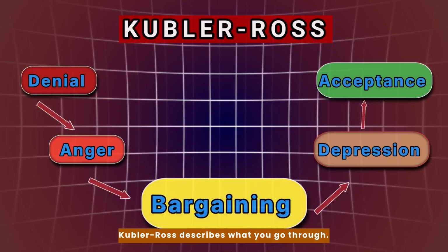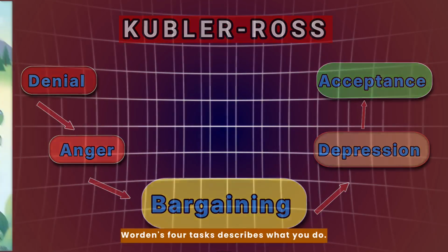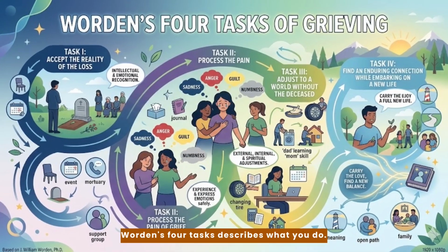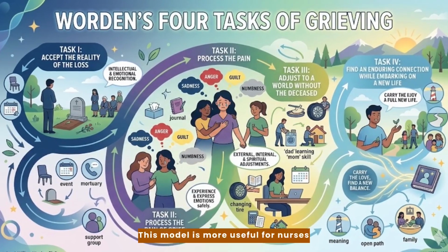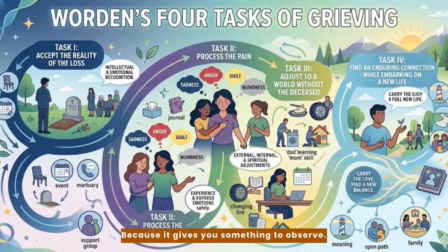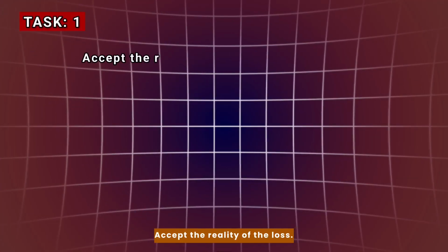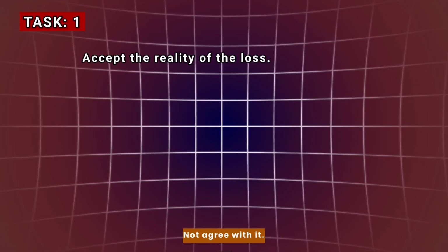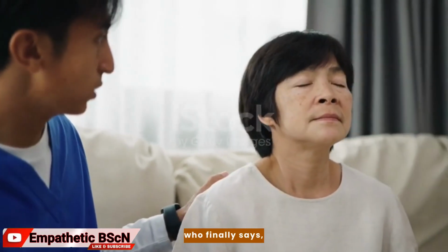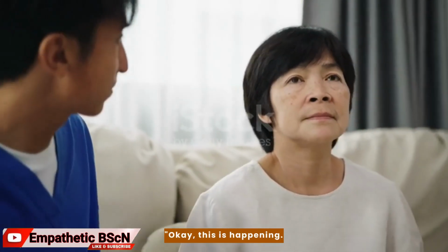Kubler-Ross describes what you go through. Worden's 4 tasks describes what you do. This model is more useful for nurses because it gives you something to observe. Task 1. Accept the reality of the loss. Not agree with it. Accept it. This is the patient who finally says, "Okay, this is happening."